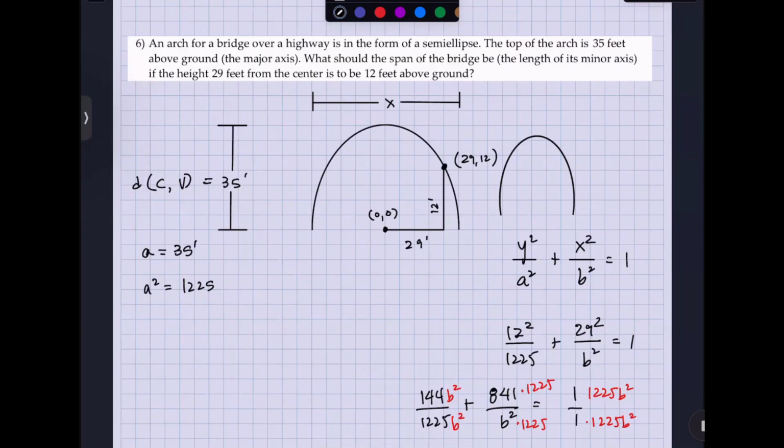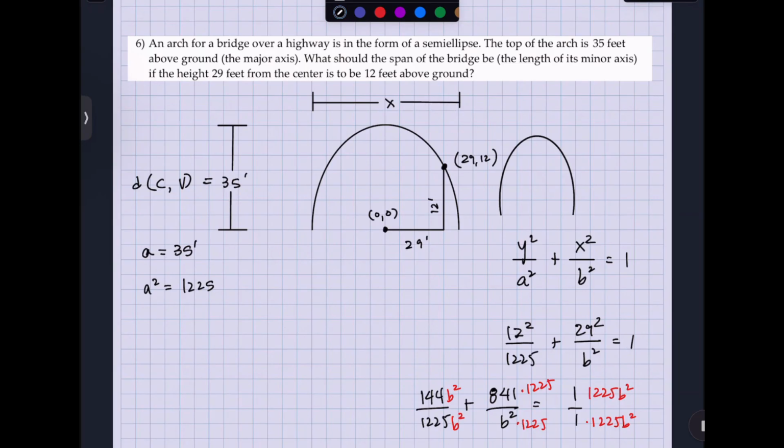No, because it's asking how wide or the length of the bridge is going to be. I mean, for the 29 and 12? No. Because it doesn't say anything about the foci, so we can't assume it to be the foci. Does that make sense? Yes.